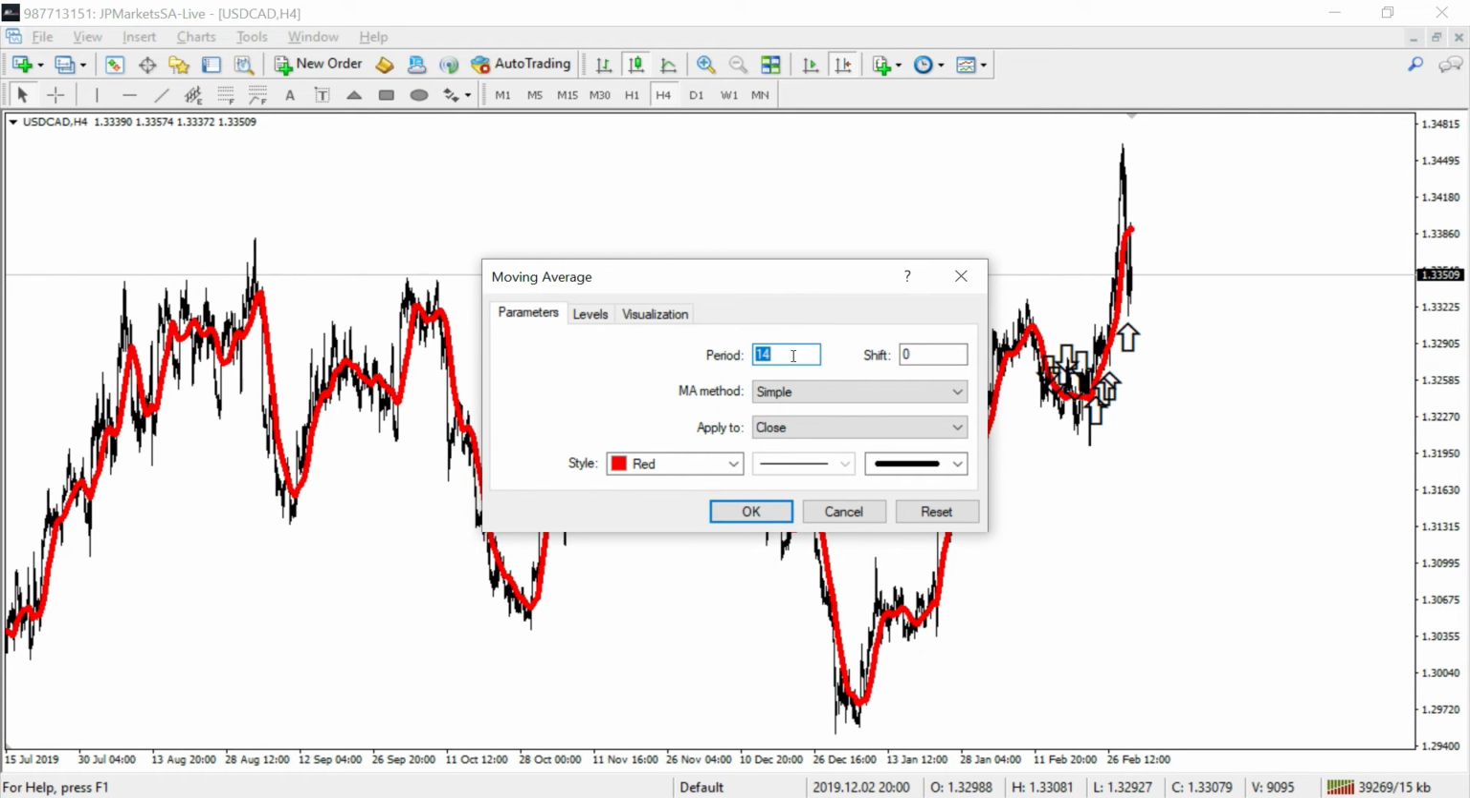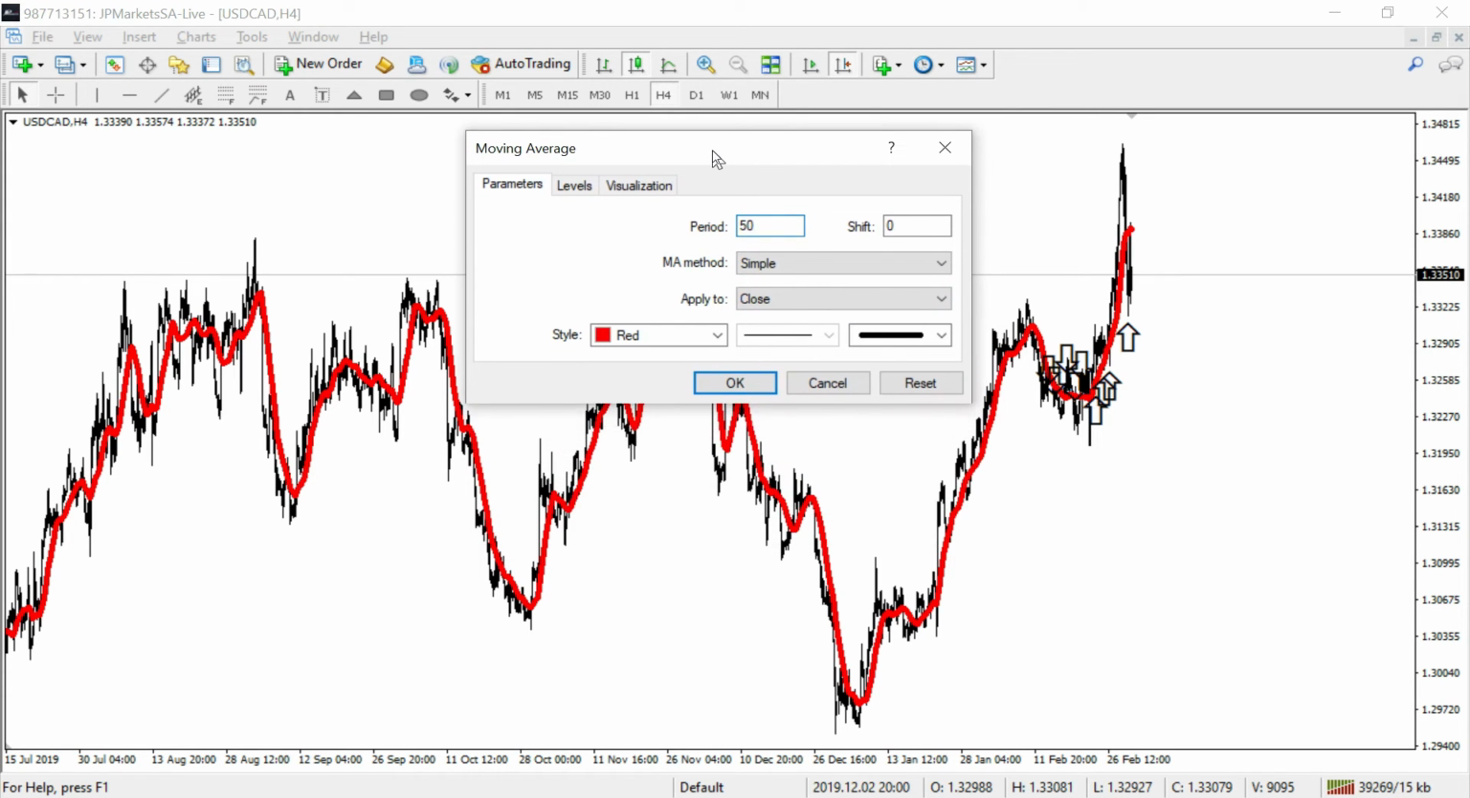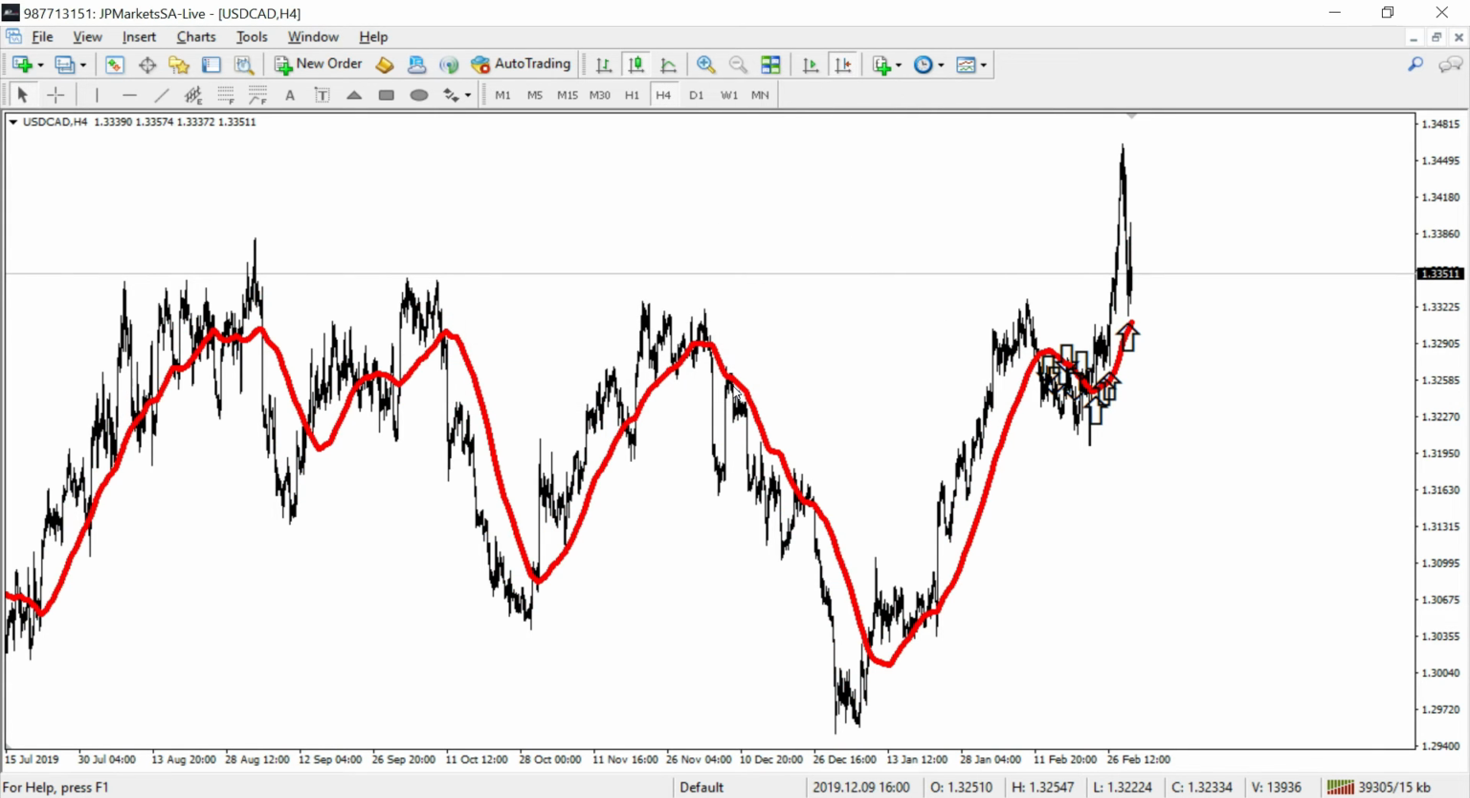So look at what happens when we change that. We're going to use 50 in this case. Focus on the line and see what happens to it. Alright, it immediately starts smoothing out. And what could be the reason there?